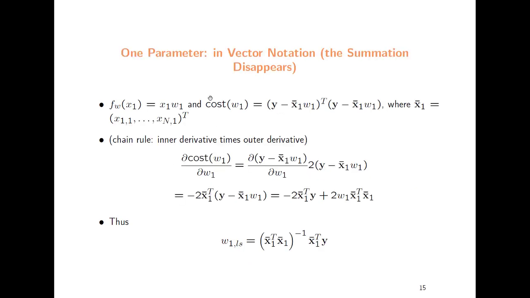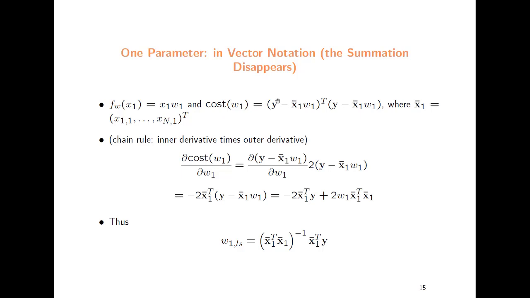So now we're doing exactly the same thing, only that we use our nice vector notation. x1 bar is now the vector of all the inputs for all data points, from 1 to n. And the cost function can now be written in this form: the difference between prediction and targets multiplied by itself. So this is a vector now, and here we take the transpose to get the sum.